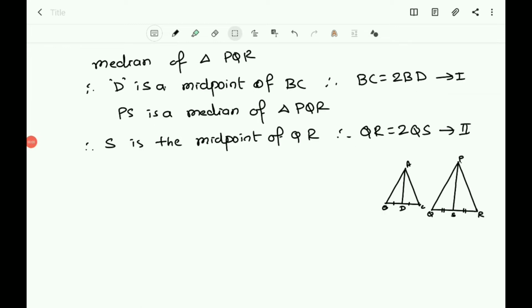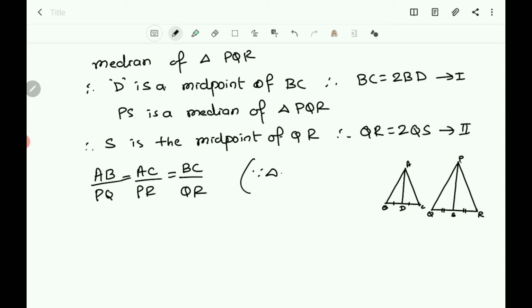As triangle ABC is similar to triangle PQR, the corresponding sides are in proportion. Therefore, you can write AB by PQ is equal to AC by PR is equal to BC by QR. Why is it? Because triangle ABC is similar to triangle PQR.